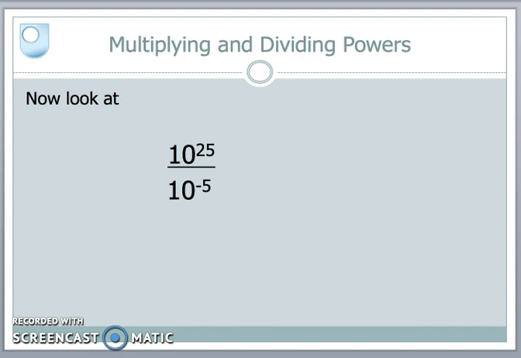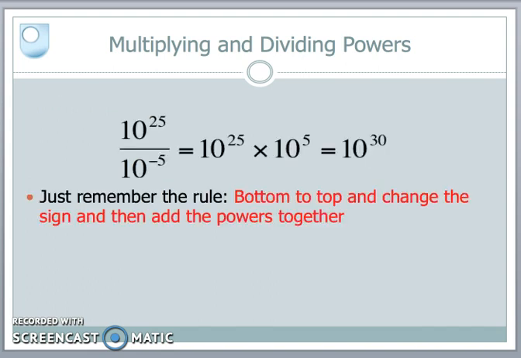I can move it to the top, change its sign, and then multiply. So here, my 10 to the 25 is going to be multiplied by 10 to the power of minus 5 moved to the top. I change its sign. Minus 5 will become plus 5. And now I'm just doing a very, very simple multiplication. 10 to the 25 times 10 to the 5. I add the powers together again to get 10 to the 30.